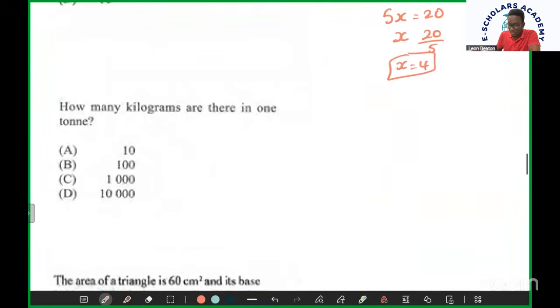How many kilograms are in 1 ton? All right. How many kilograms in 1 ton? This is a giveaway, right? You want to remember this one. This comes up a lot. How many kilograms in a ton? We know simply it's 1,000. C, right? 1,000 kilograms in 1 ton.